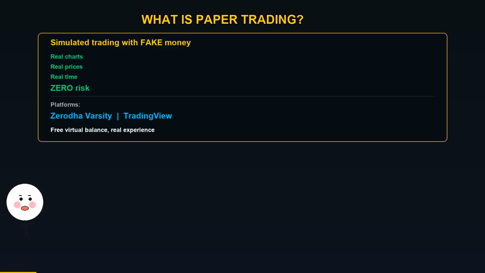Paper trading is simulated trading with fake money. You use real charts, real prices, real time, but zero risk. You place trades exactly as you would in a live market, but with virtual capital. No money enters, no money leaves. Platforms like Zerodha Varsity and TradingView offer free paper trading accounts. You get a virtual balance and you trade as if it were real. Same charts, same order types, same everything. Except the money is not real.